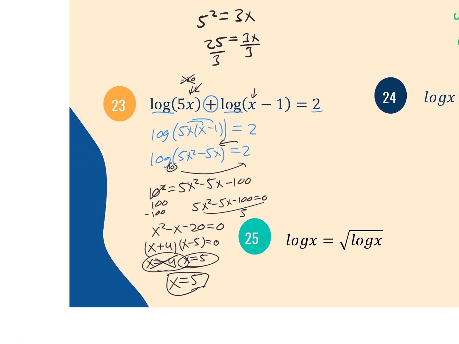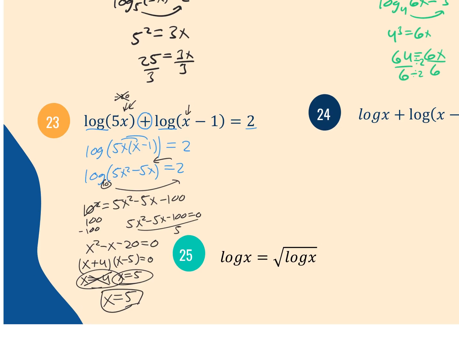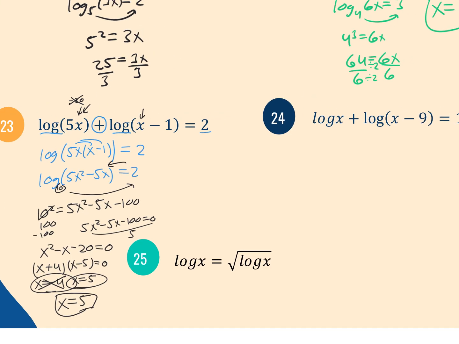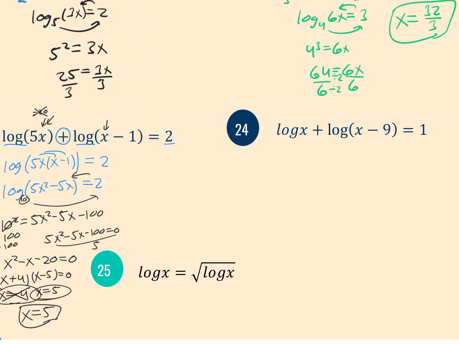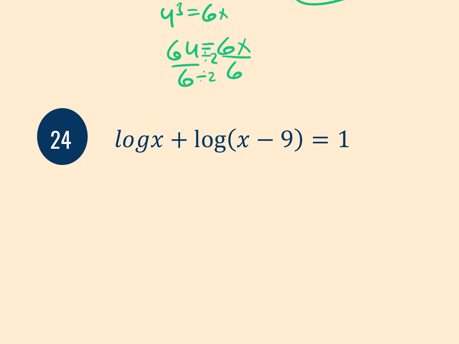So especially when you get 2 answers, you want to check them, but you should be checking them regardless, all right? Good. So let's try the exact same thing with the next one. Once again, that plus in between is a multiplication, so this is going to become a log of x times x minus 9 equals 1. And then distribute that x, and you're going to be left with x squared minus 9x. And then log of that equals 1.